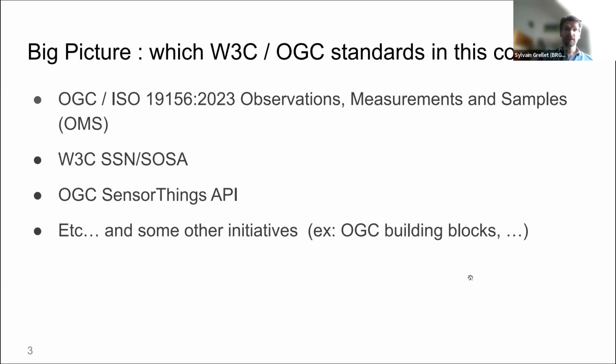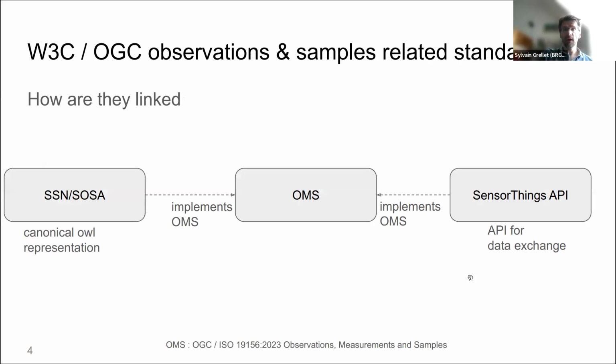In the context of that IADOPT discussion, what do we mean by W3C OGC standard? Core, as you'll see in the presentation, will be the OGC ISO standard Observations, Measurements, and Samples, recently revised last year. SSN SOSA and OGC SensorThings API, and some other initiatives that are appearing in the landscape, like OGC building blocks.